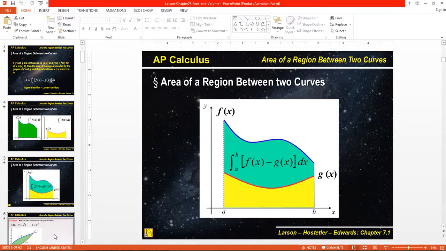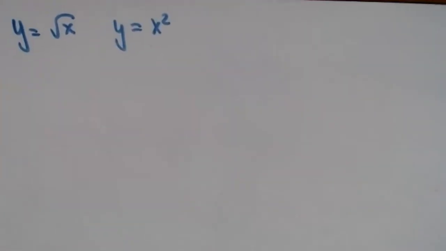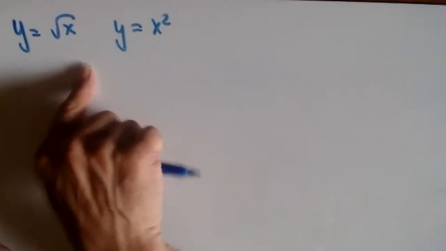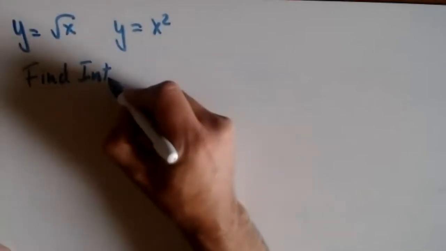So let's do one example here. For instance, this problem. I have the functions y equals the square root of x and y equals x squared. These are the functions you have. And here the situation is you don't have an interval, but the intersections of these functions. So we have to find the intersections.